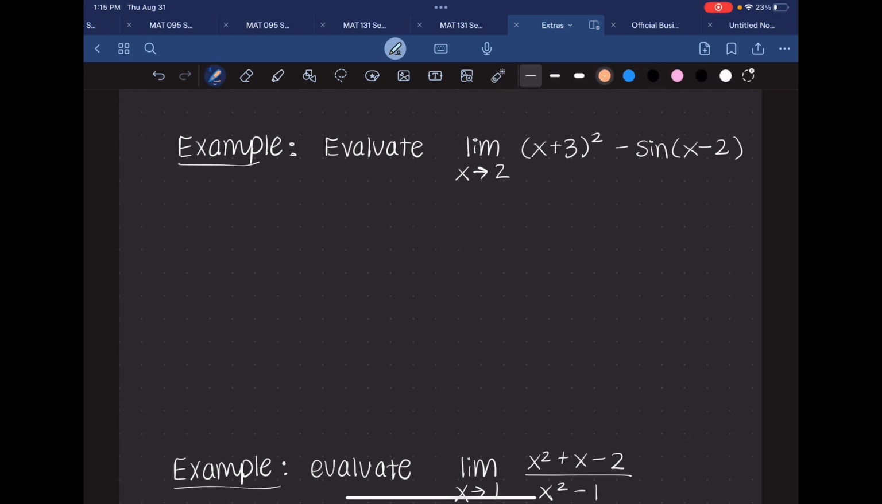Okay, so I have two examples. The first one is to evaluate the limit as x goes to 2 of (x plus 3) squared minus sine of (x minus 2).